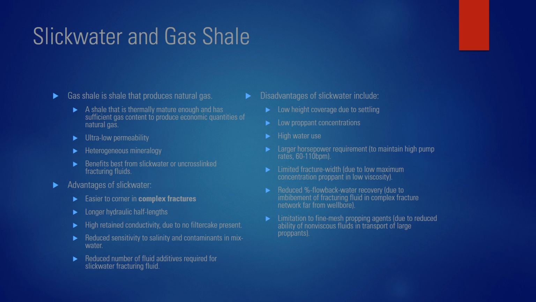Disadvantages of slickwater include low height coverage due to settling of the sand, low proppant concentrations, high water use, and larger horsepower requirements to obtain high pump rates of 60 to 110 barrels per minute. It has a limited fracture width due to low maximum concentration of proppant in a low viscosity fluid.